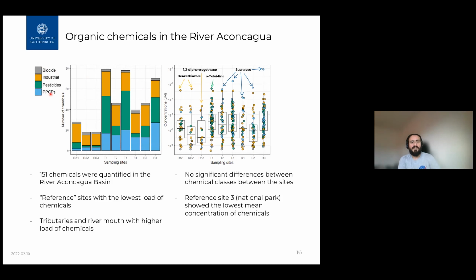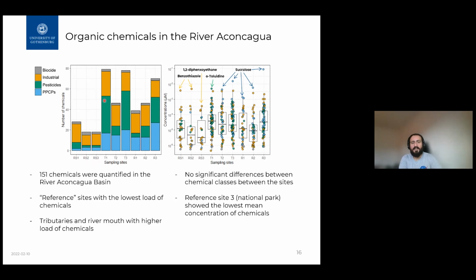You can clearly see in the left figure that reference sites 1, 2, and 3 were the sampling sites with the lowest number of chemicals. So although there were reference sites with really low or even sometimes no human activities around, you are still able to detect and measure a few chemicals in the environment.